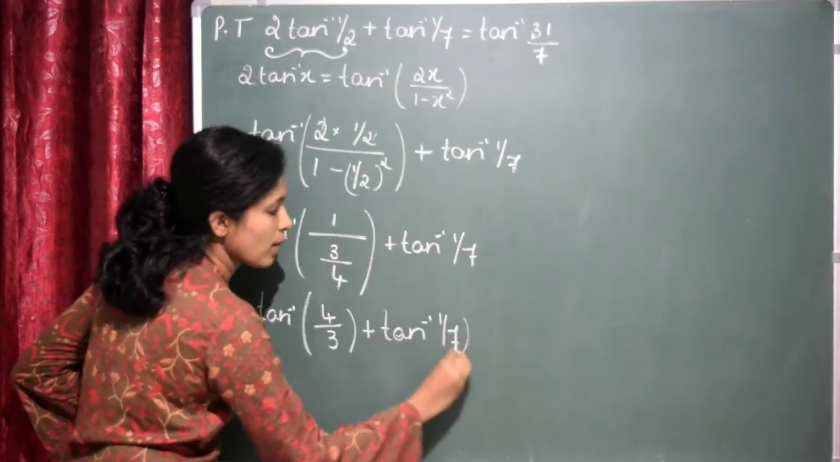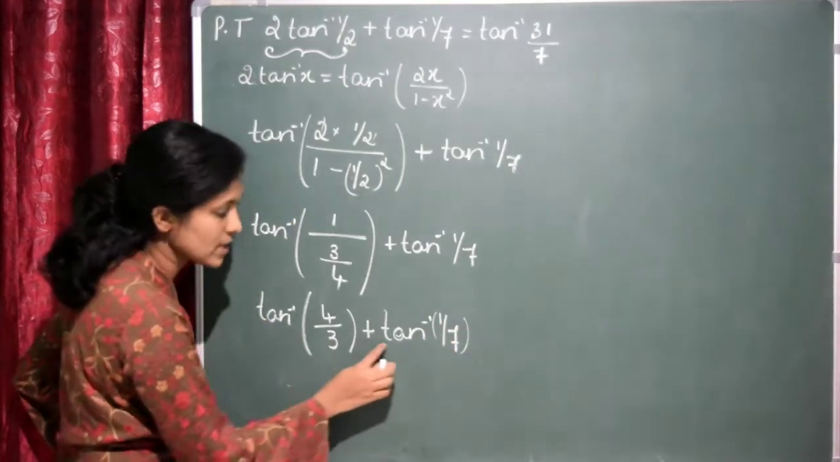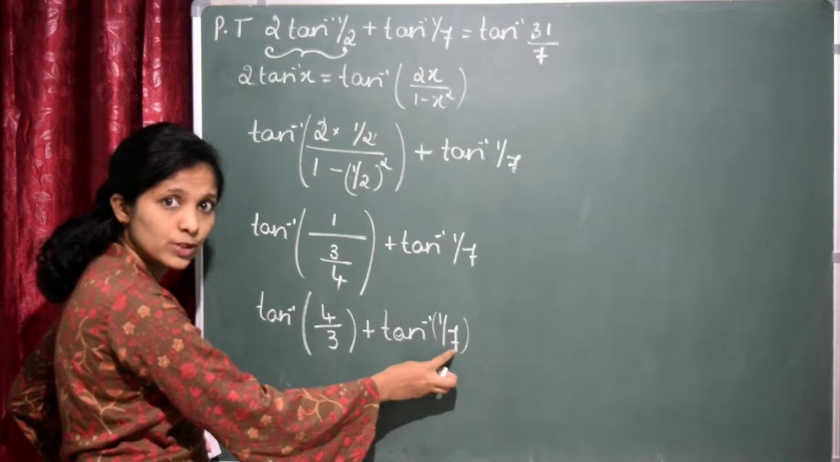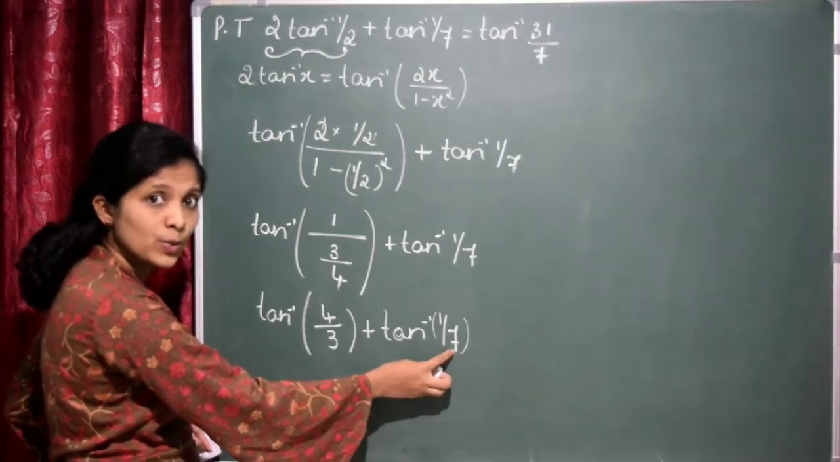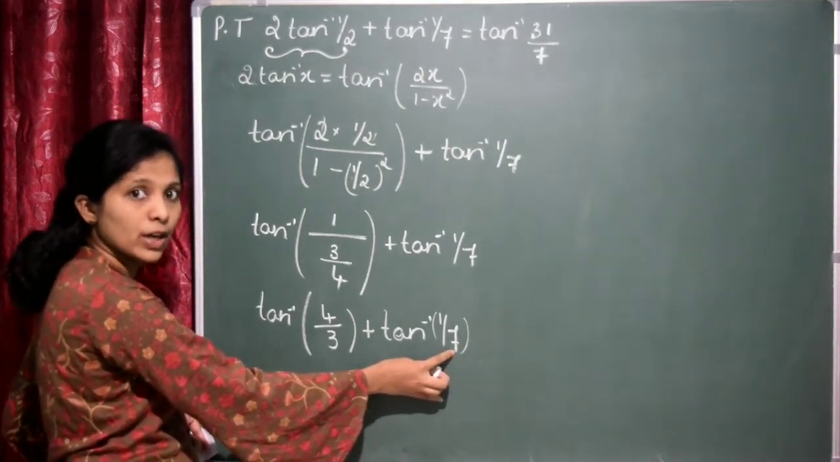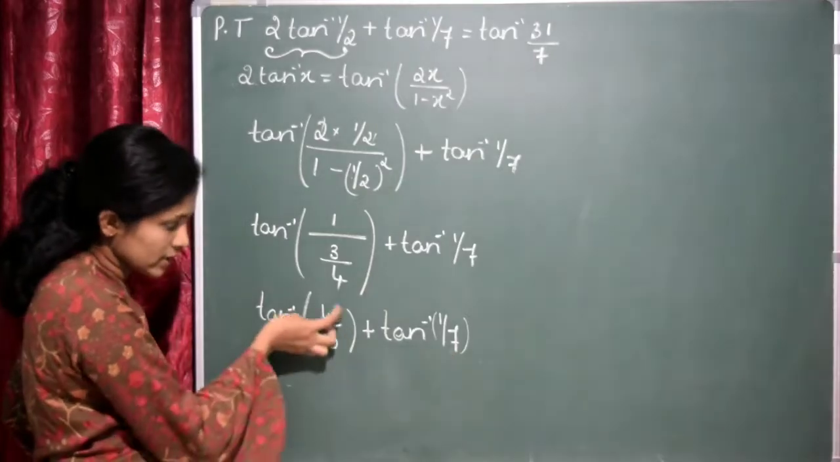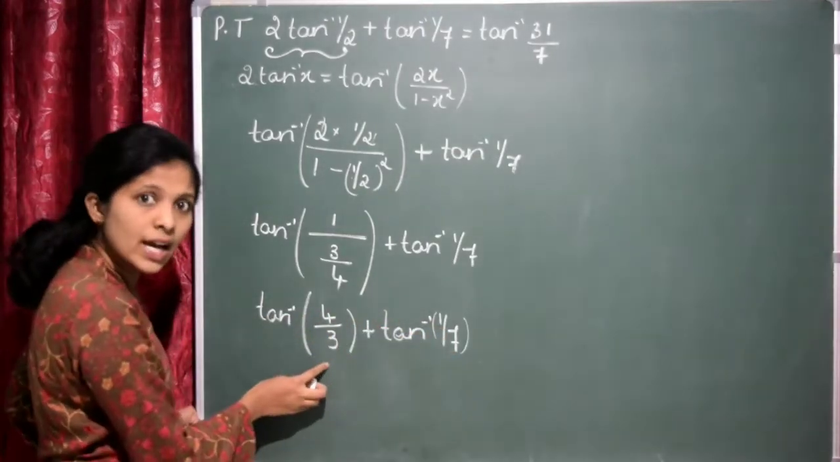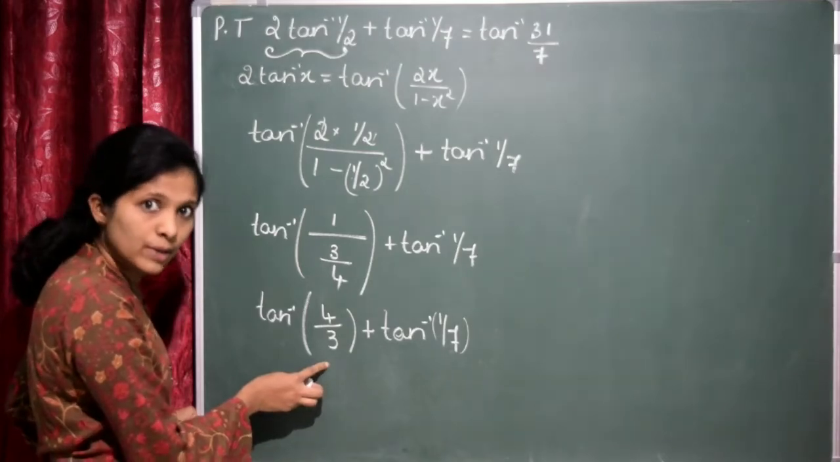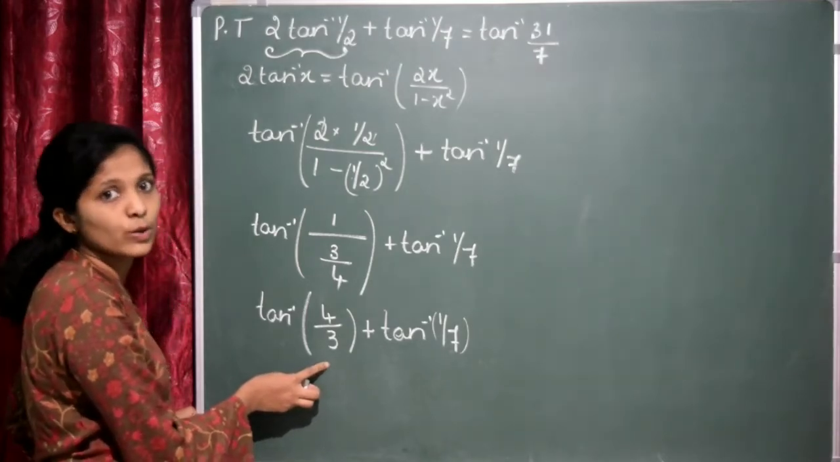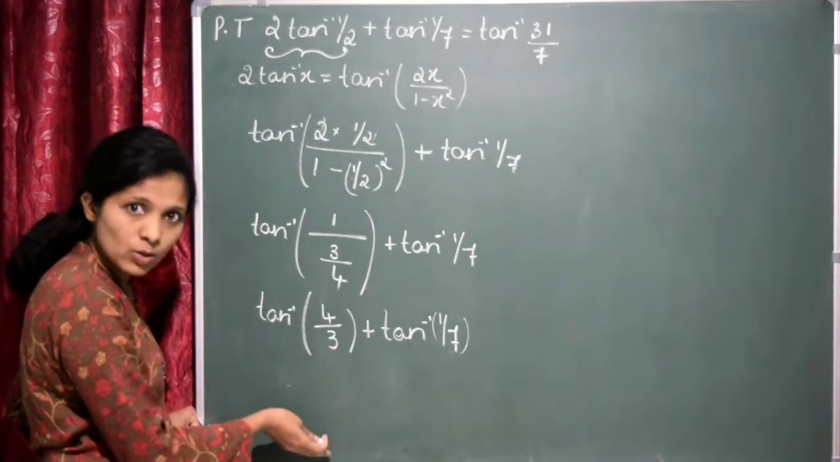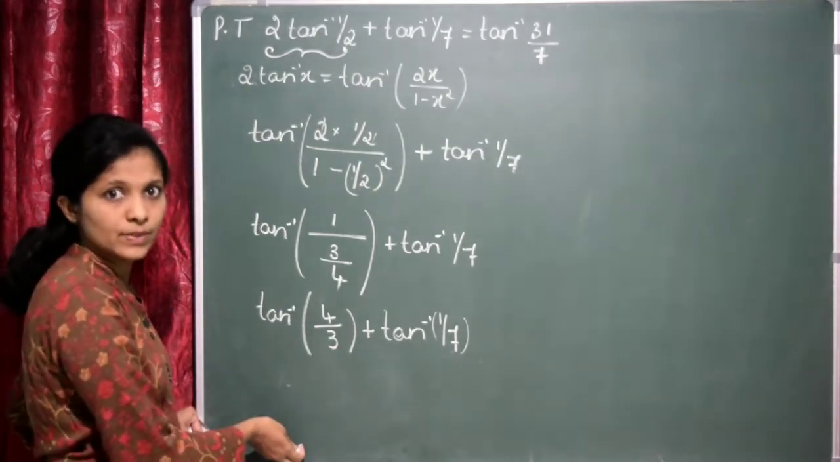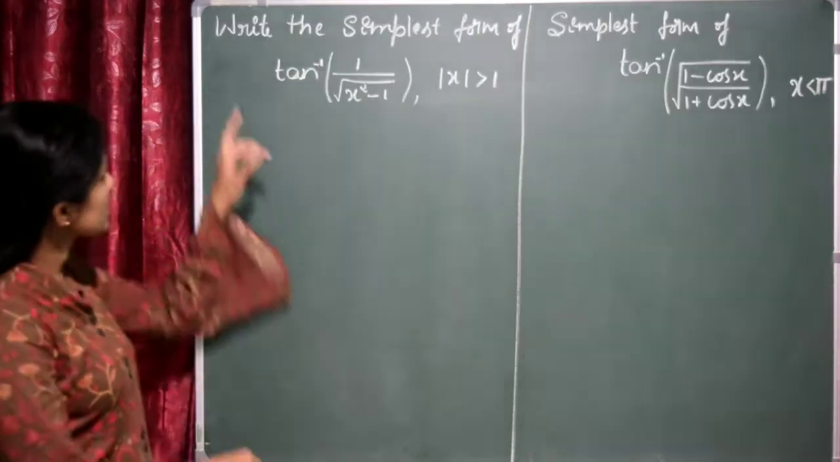Now this is of the form tan inverse of x plus tan inverse of y. You can substitute the formula. It is tan inverse of x plus y divided by 1 minus x into y. First you check the product, 4 by 3 into 1 by 7, that will be 4 by 21. It is obviously less than 1. Product of x, y is less than 1, so you can go with the first formula. I am not going to solve this one. You have to complete this. Okay, now we will see the next problem.